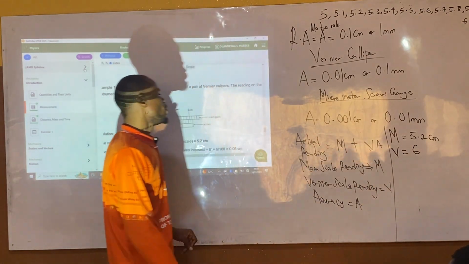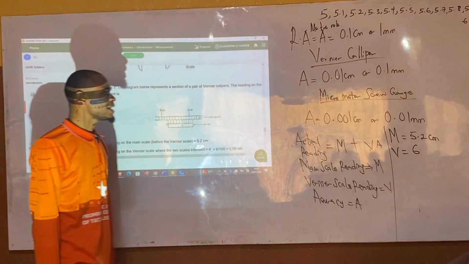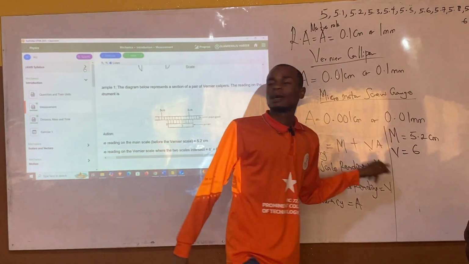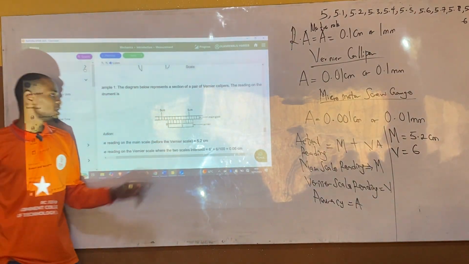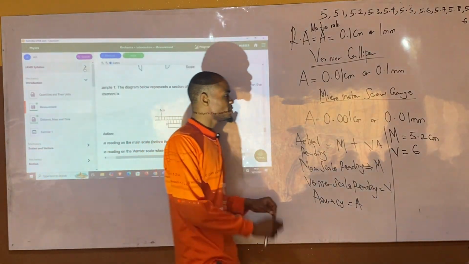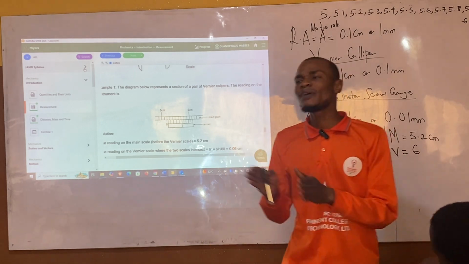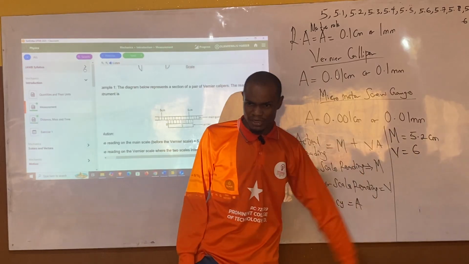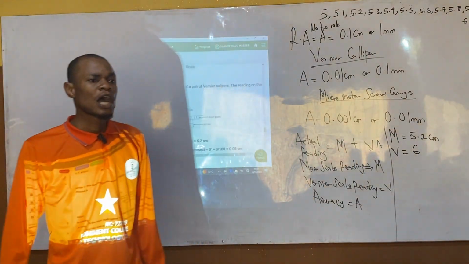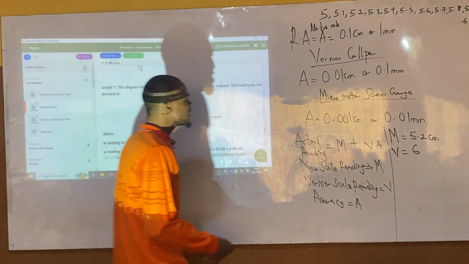Now, where can I get my A from? I know it. What is this unit? Is it in centimeter or millimeter? Which value of the reading accuracy will I be working with? I'll be working with centimeter, right? What's my A here?